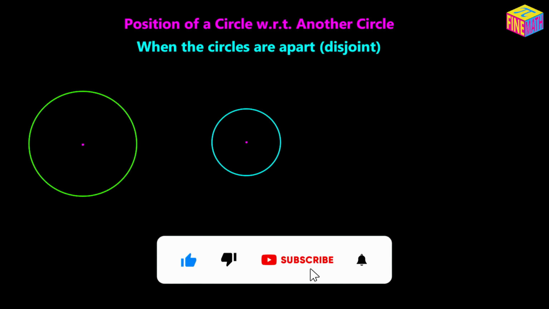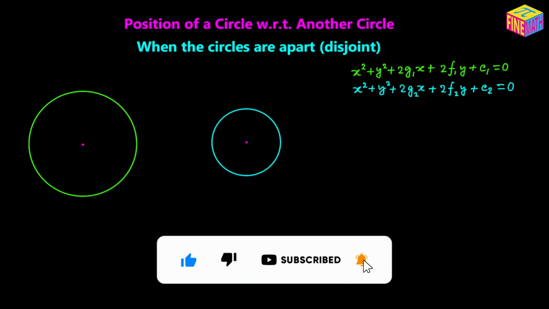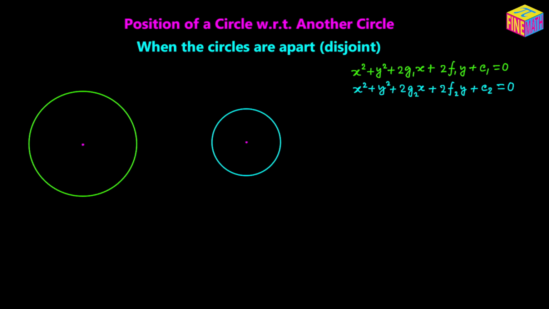For these two circles, let's assume the equations are like this: x squared plus y squared plus 2g sub 1 x plus 2f sub 1 y plus c sub 1 is equal to 0. That's the equation of the first green circle, which is the larger one. And then the equation of the smaller circle is x squared plus y squared plus 2g sub 2 x plus 2f sub 2 y plus c sub 2 equals 0.